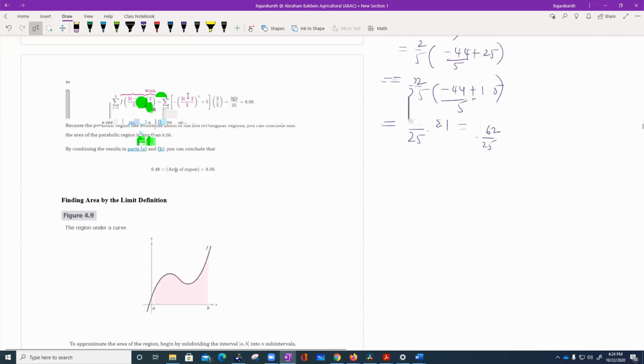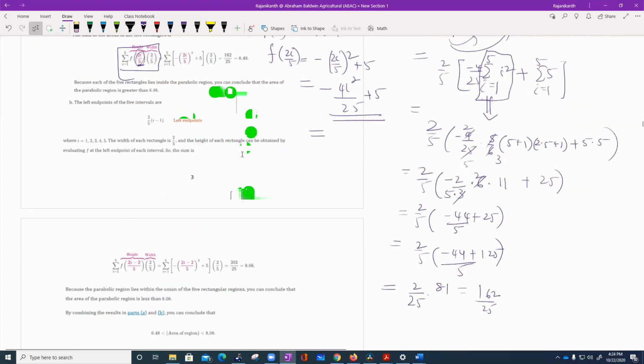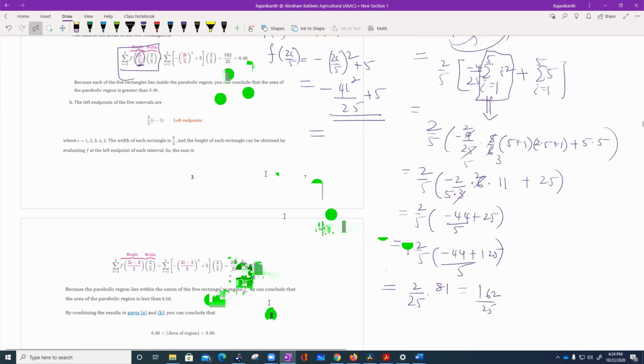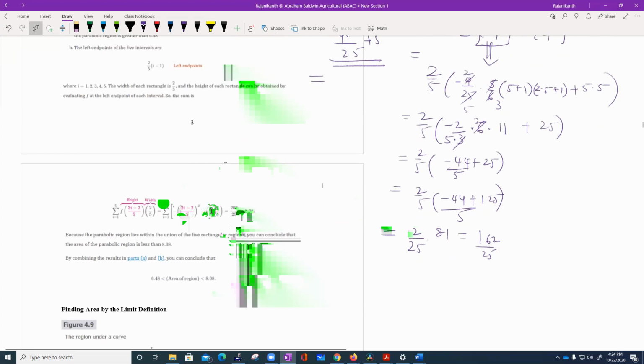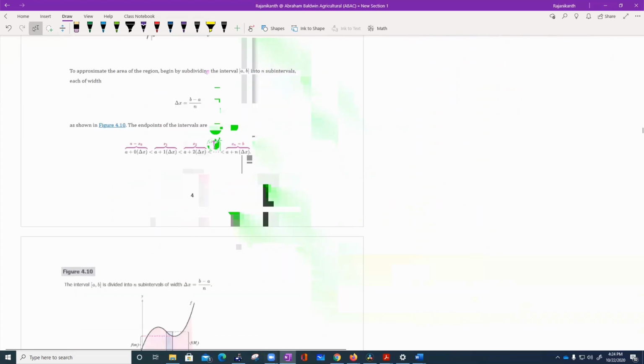Okay, so then do the same procedure and find the left area. Left area and right area may have different answers, right? No need to have the same answer. So here you got 8.08, here we got 6.48, two different answers, doesn't matter. So this is the way to use the summation notation to find the area.